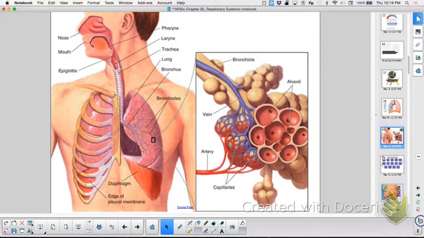Okay, and then your trachea branches into your bronchi. And your bronchi branch into your bronchial tubes, and the smallest tubes of all are called bronchioles, and those will dead end into a sac of alveoli.